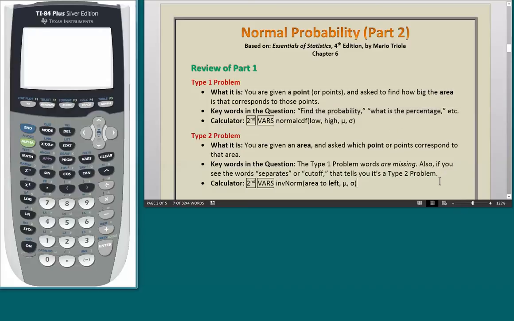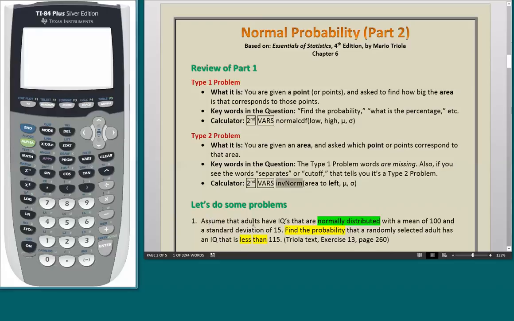Also, in some type 2 problems, you'll see the word separates or the word cutoff, and that also tells you that it's a type 2 problem. And then in the calculator, for a type 2 problem, you will use second vars, inverse norm, and then you will input the area to the left, mu, and sigma. And again, as we go through the problems in this part, you'll see how to think about those things and how to put them in.